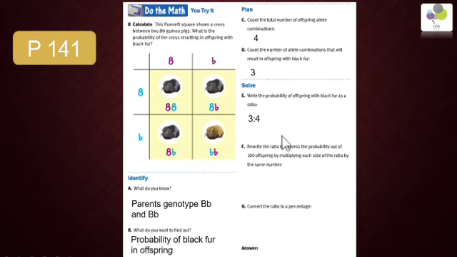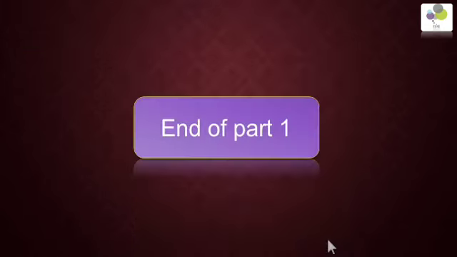Rewrite the ratio to express the probability out of 100. So it will be 75 to 100, if each square is 25, 25, 25. Then we convert this ratio to a percentage. So 75 will be 75%. So our answer will be 75% chance of offspring with black fur. Okay, and this is everything about part 1. See you next time.